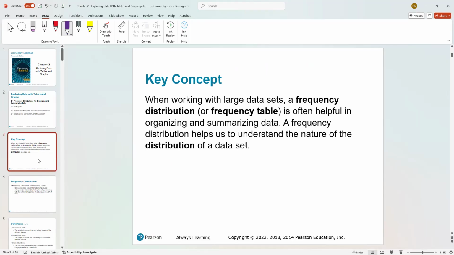When working with large data sets, a frequency distribution or a frequency table is often helpful in organizing and summarizing data. A frequency distribution helps us understand the nature of the distribution of a data set. Also, construction of a frequency distribution is often the first step in constructing a histogram, which is a graph used to help visualize the distribution of data.